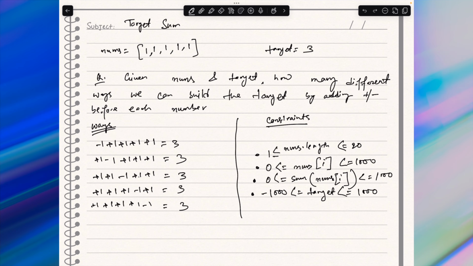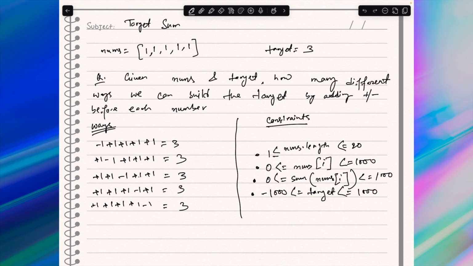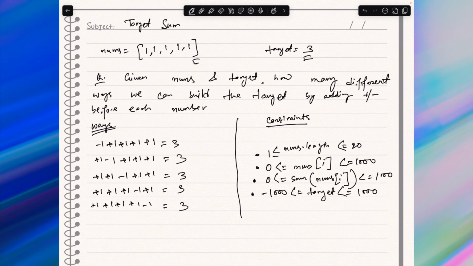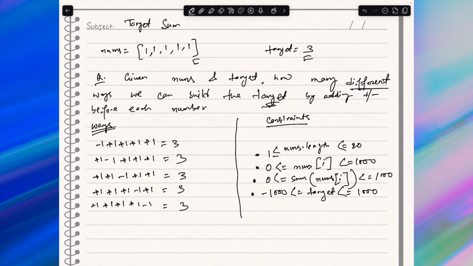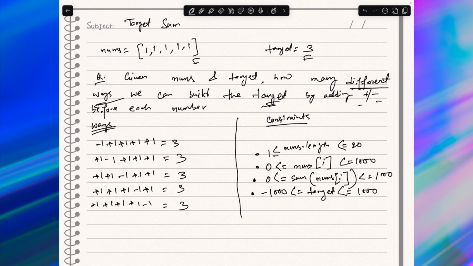Okay, so let's try to study this problem, Target Sum. The problem is given nums and target. How many different ways can we build the target by adding plus or minus one before each number?